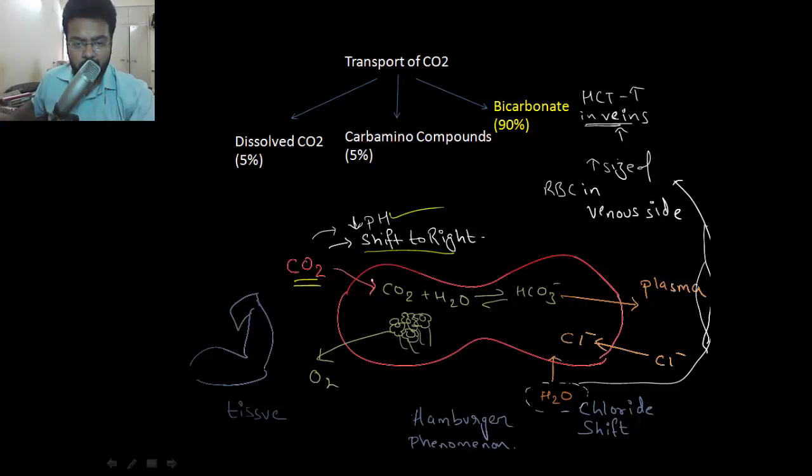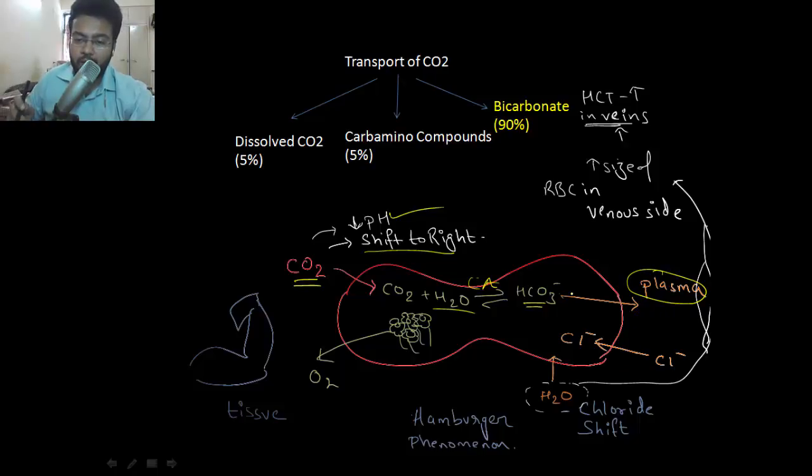Once carbon dioxide is inside the RBC, it combines with water and forms bicarbonate, mediated by carbonic anhydrase. This bicarbonate doesn't stay inside the RBC, it goes out into plasma, and here is where the major amount of bicarbonate is transported, right?